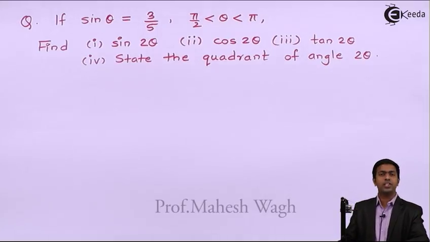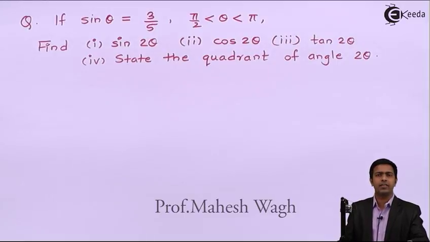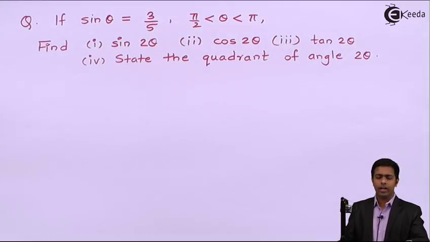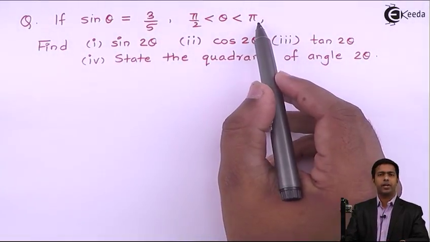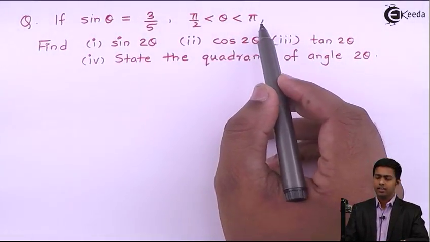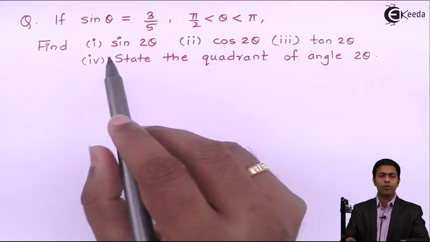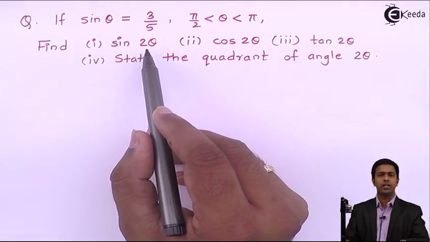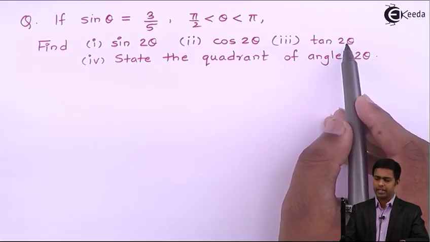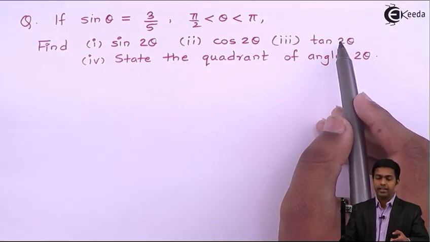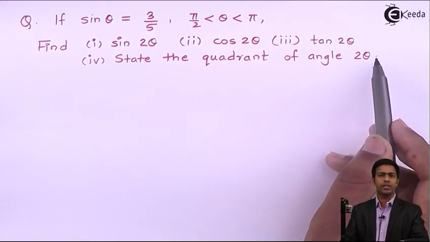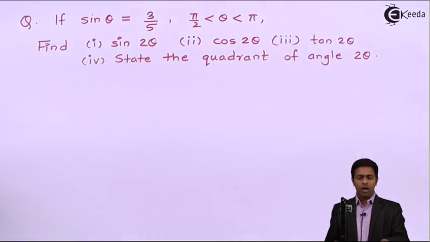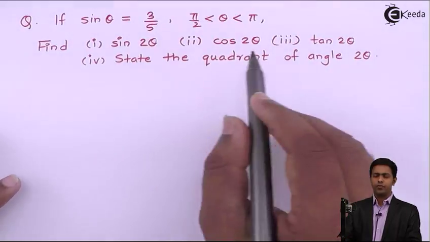Friends, so here in this problem, sin theta is given as 3 upon 5, where theta lies between pi by 2 to pi. It means it lies in the second quadrant, and we have to find the value of sin 2 theta, cos 2 theta, tan 2 theta, and in the end we have to state the quadrant of angle 2 theta. So now how to get the value of these 4 questions?